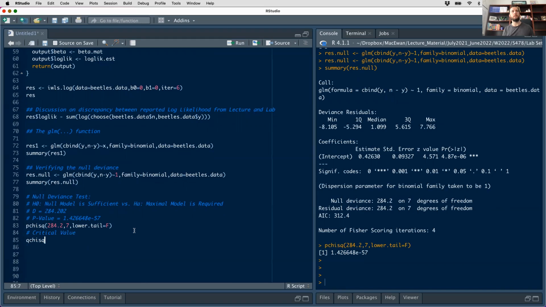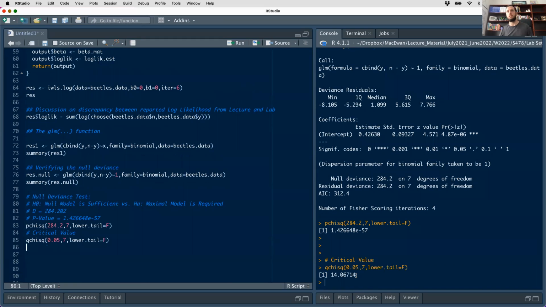So the critical value is going to be the chi-square with 0.05 in the upper tail, 7 degrees of freedom, right? So you can see again, based off either approach, if you take the critical value approach, that test statistic is buried in that tail. So that's well within the rejection region. And the p-value is effectively 0. So this gives evidence that the maximal model is required when alpha equals 0.05.